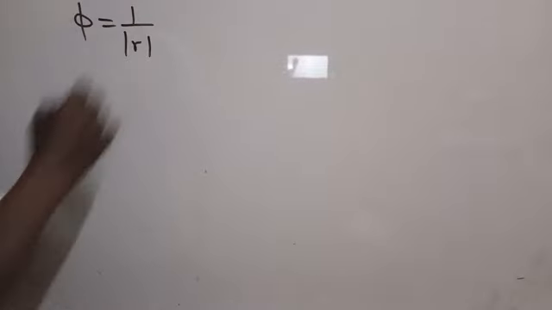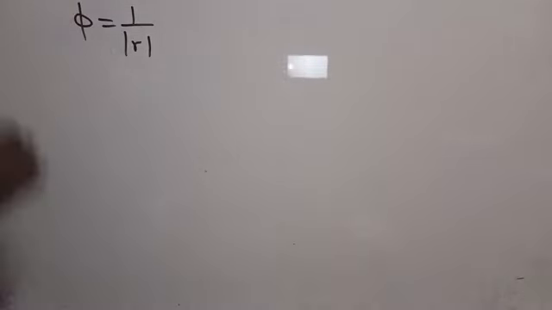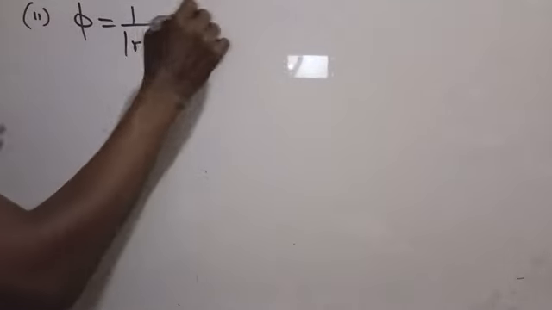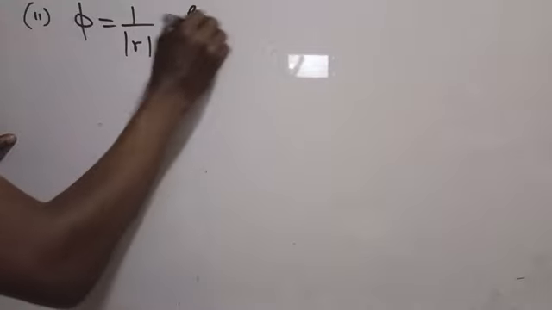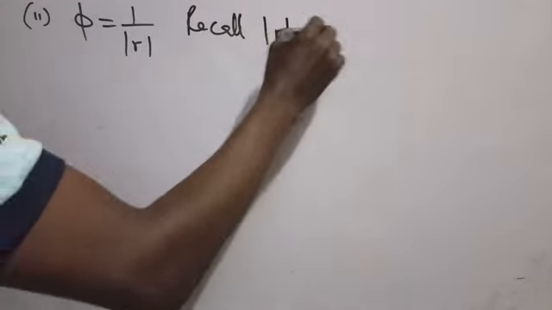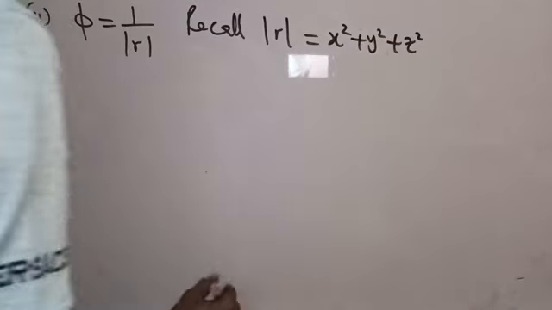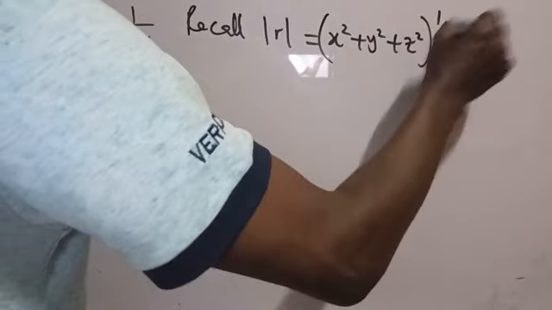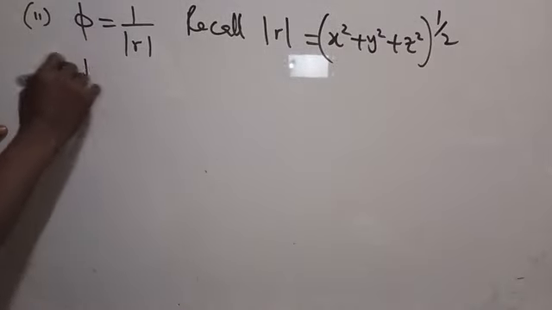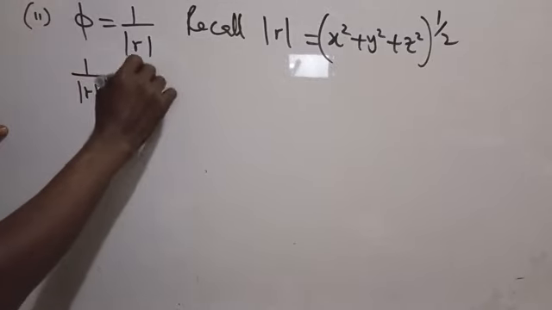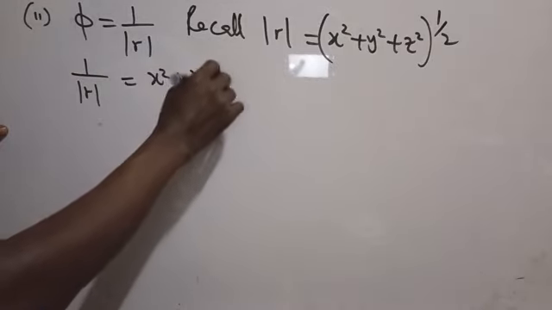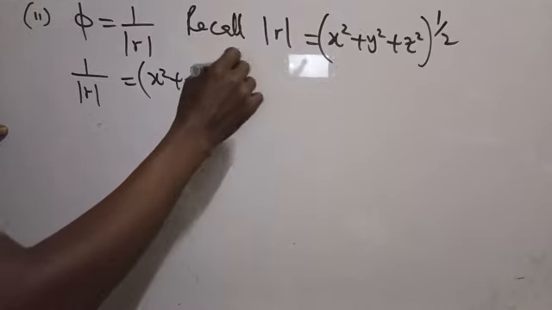The second question says we find phi is equal to 1 over the modulus of r. Now, without wasting our time, we have already obtained, recall, the modulus of r was x squared plus y squared plus z squared raised to half. That is what we got for the modulus of r. So 1 over the modulus of r now will be x squared plus y squared plus z squared raised to what? Minus half, because 1 over this is minus half.